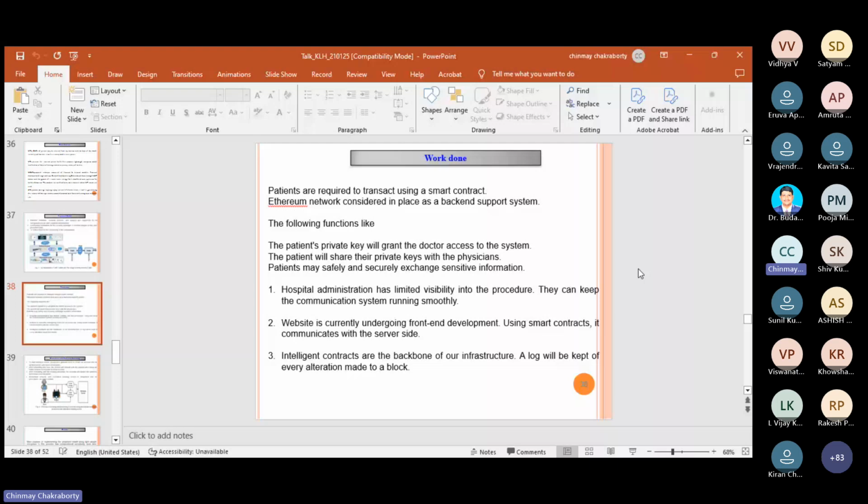So that's why your hospital administration has limited visibility into the procedure, and they can keep the communication system running smoothly. Another one, the website is currently undergoing front end development. So using the master smart contract, it communicates with the server side. One is the client side, another one is the server side. One is the front end, another one the back end. Then intelligent contracts are in the back end of our infrastructure. So a log will be kept of every alteration made to the block.